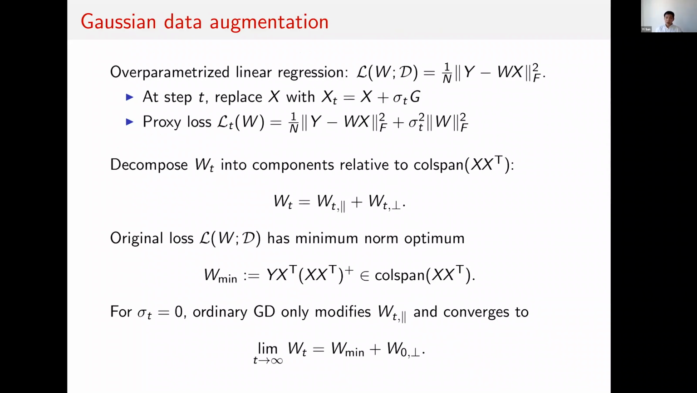So let me now go deeper into Gaussian data augmentation and see what we can say about it using this connection. Let's remember that the proxy loss is simply some L2 regularized loss.